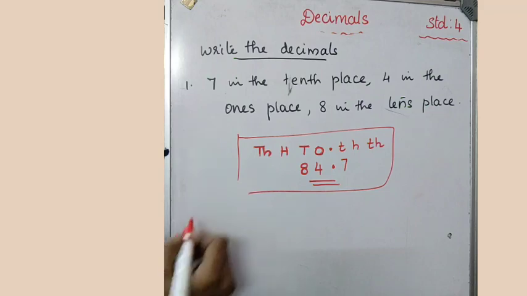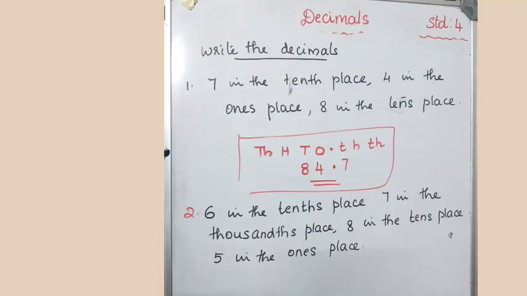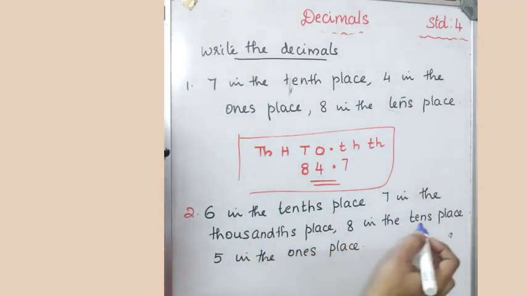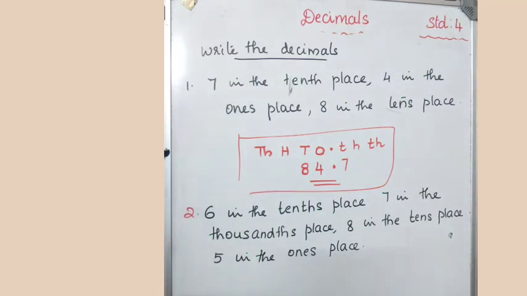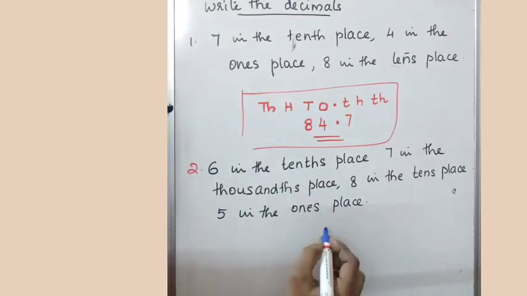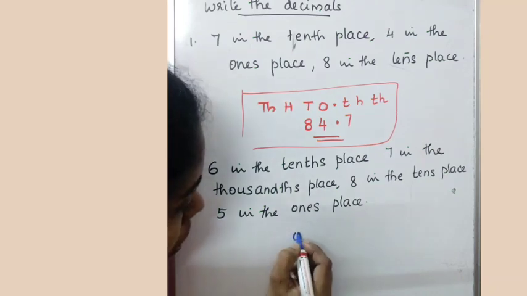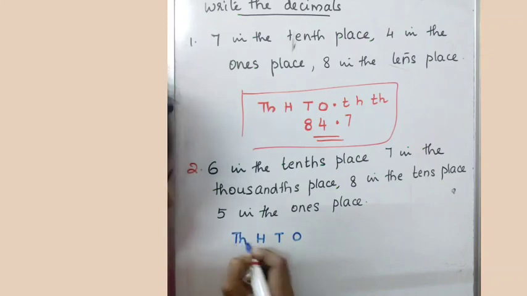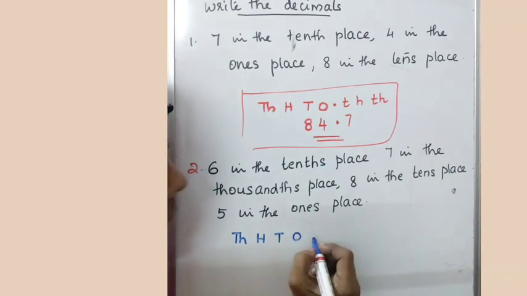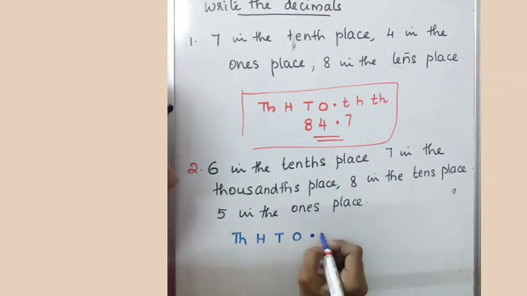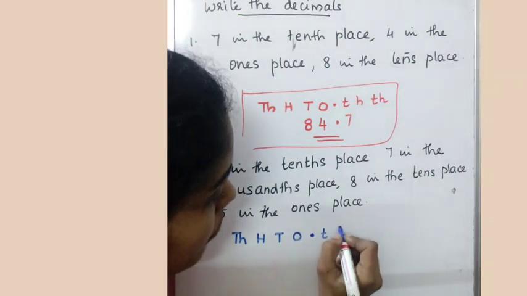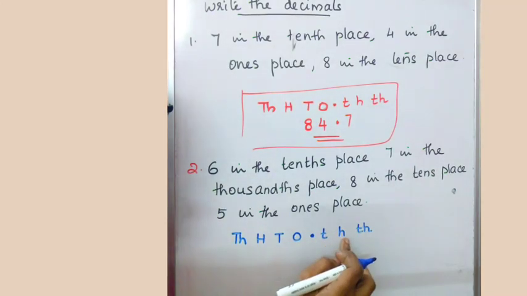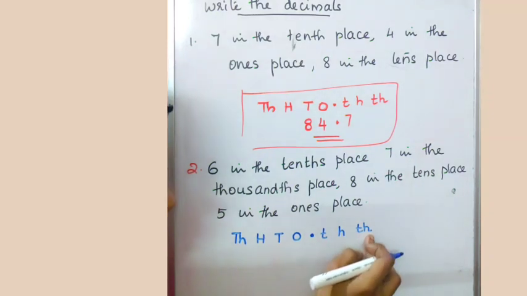Okay. Then second question. 6 in the tenths place, 7 in the thousandths place, 8 in the tens place, 5 in the ones place. We know that the place value chart comes like this: ones, tens, hundreds, thousands for the whole number. Then comes the decimal point, then tenths, hundredths and thousandths. This is 1 by 10, this is 1 by 100 and this is 1 by 1000.